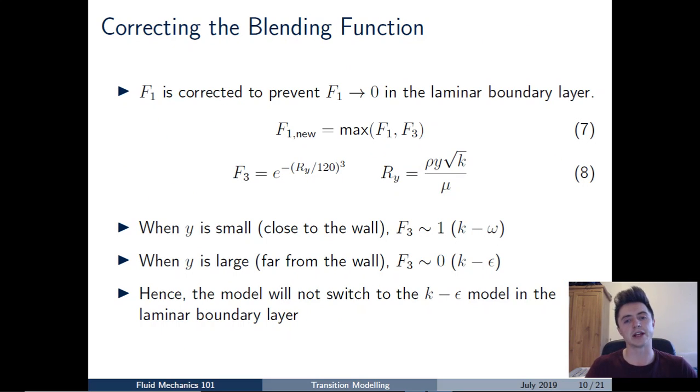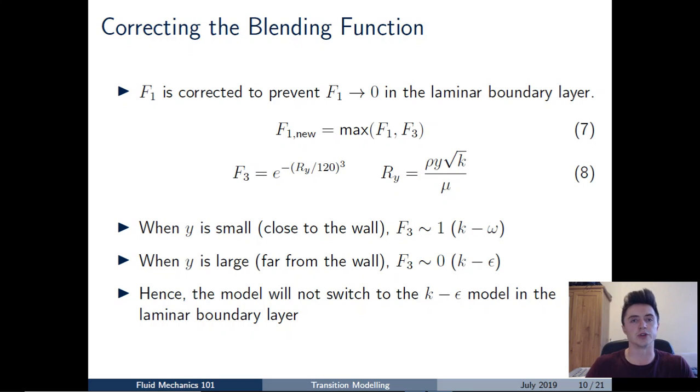Now in some of the early work and the early papers on the transition SST turbulence model, one thing that was found was that near the wall, in the laminar region of the boundary layer, the blending function f1 would sometimes tend to 0, whereas normally we'd expect the blending function to take a value of 1 and allow the model to take the k omega form of the k omega SST turbulence model.